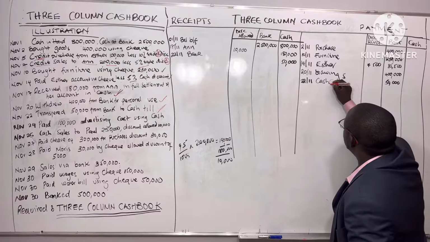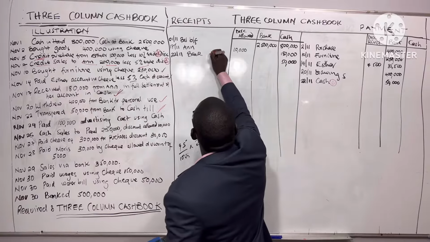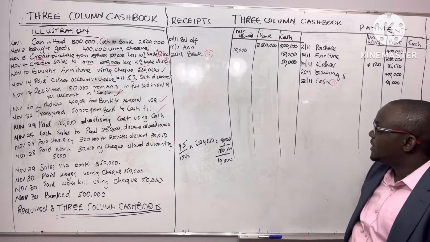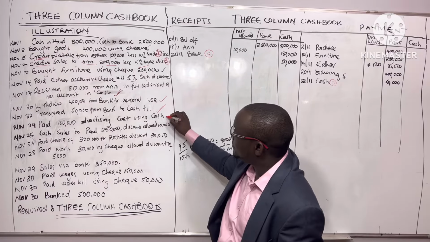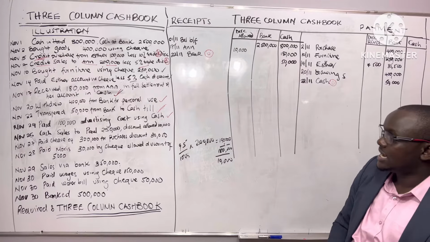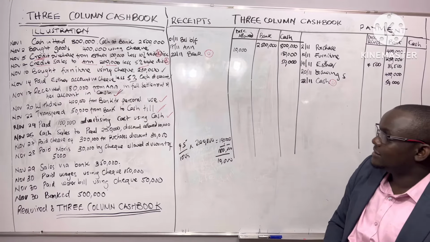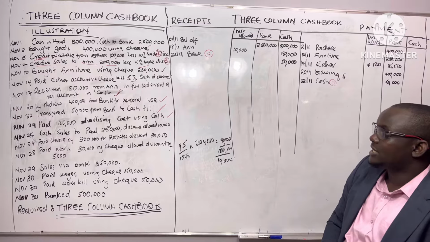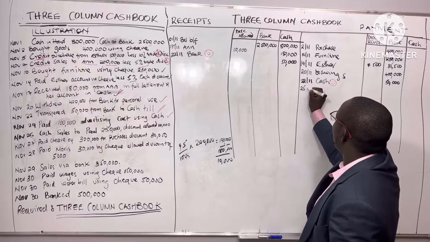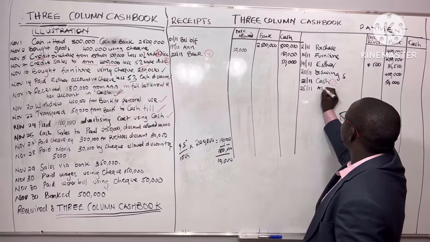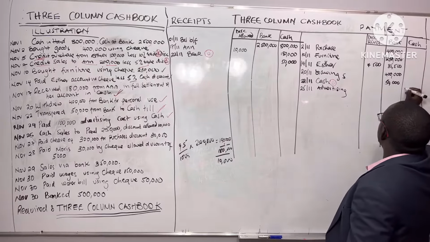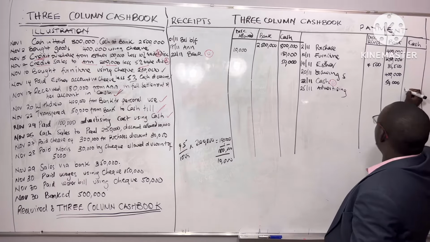We put a C and we circle like that. The next one, we are told paid for advertising 100,000 using cash. So let us pay. 25th of November, advertising. We are using cash here, so the amount is 100,000.